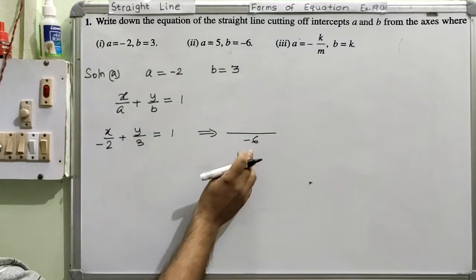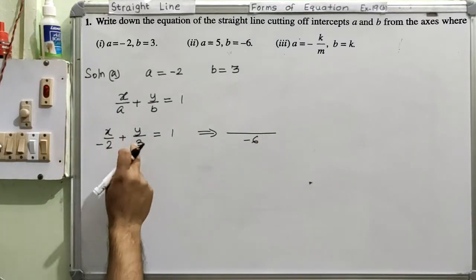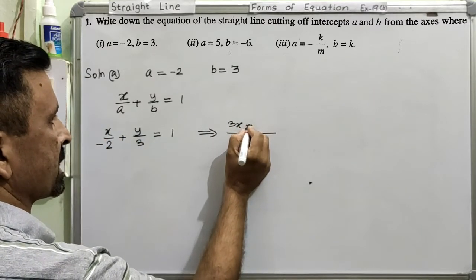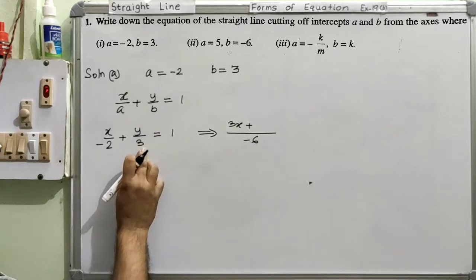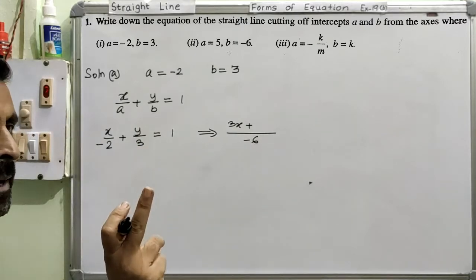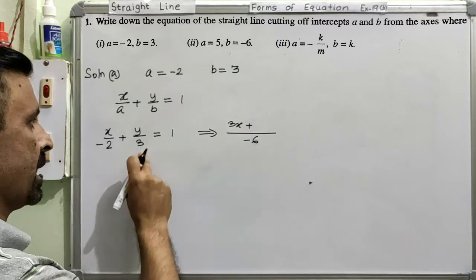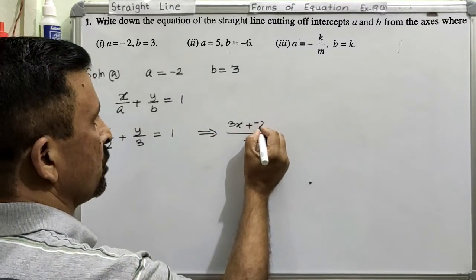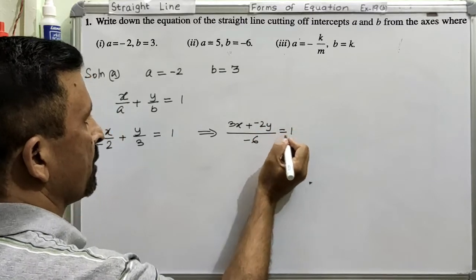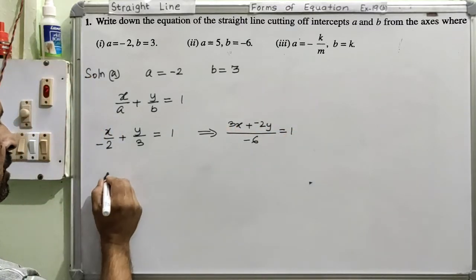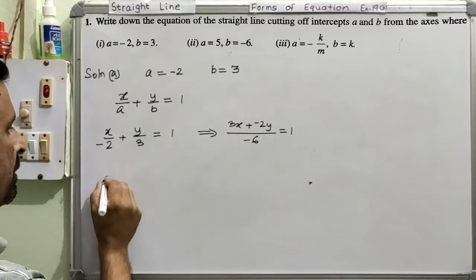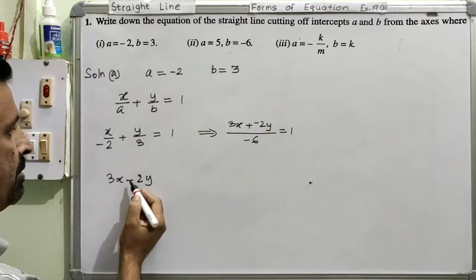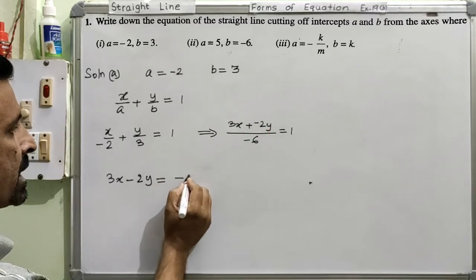So now -6 divided by -2 will be 3. So 3 into x is 3x. This is plus. Now -6 divided by 3 will be -2. Please be very mindful of the sign. -6 divided by 3 will be -2, and -2 into y is -2y, is equal to 1. Clear? Now next we can do the cross multiplication. 3x - 2y, because plus minus will become minus, is equal to -6.